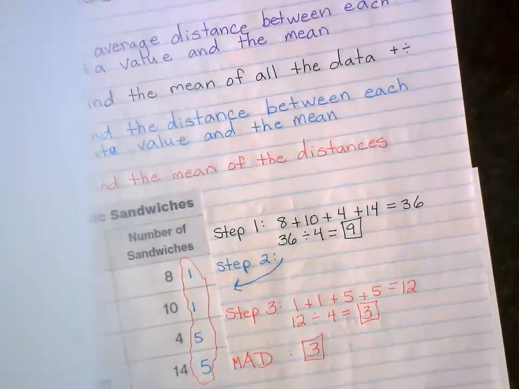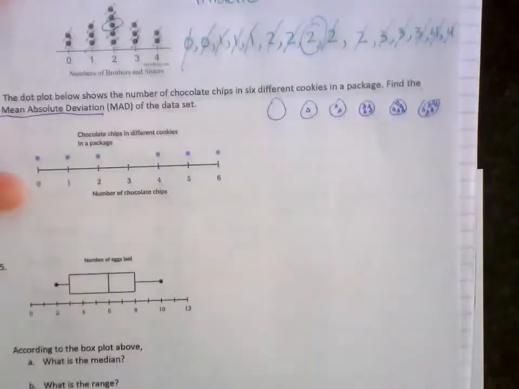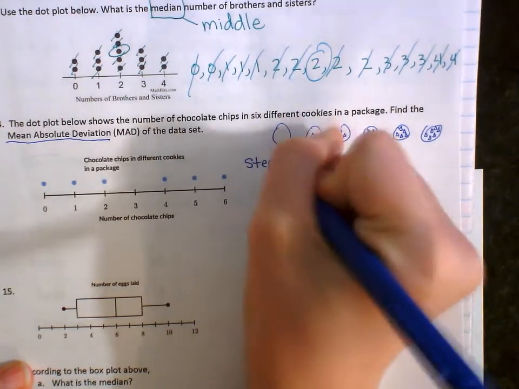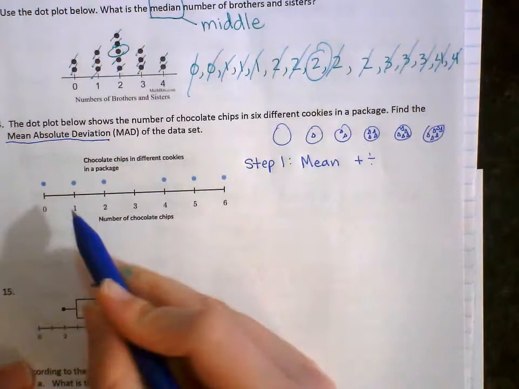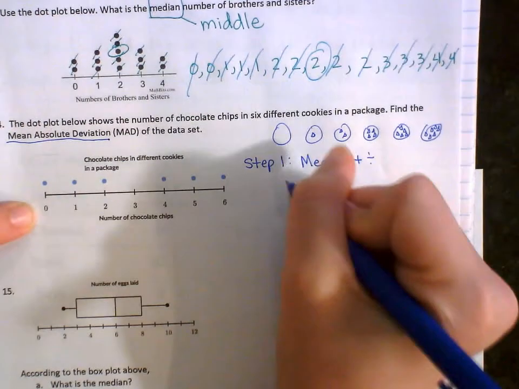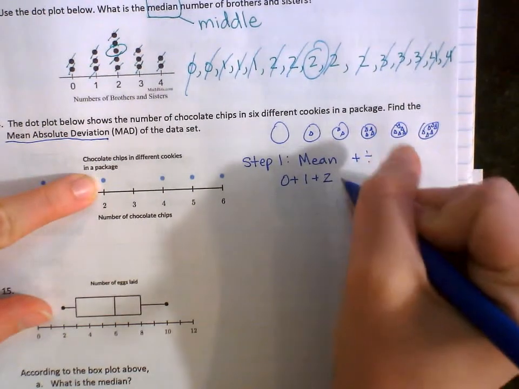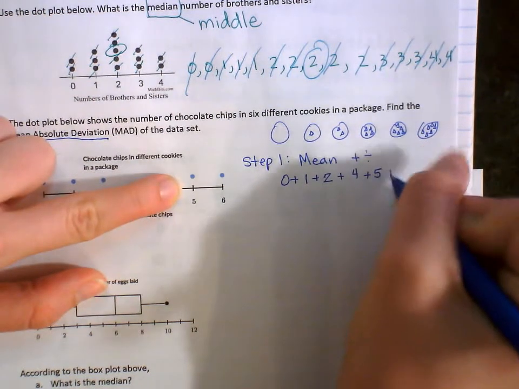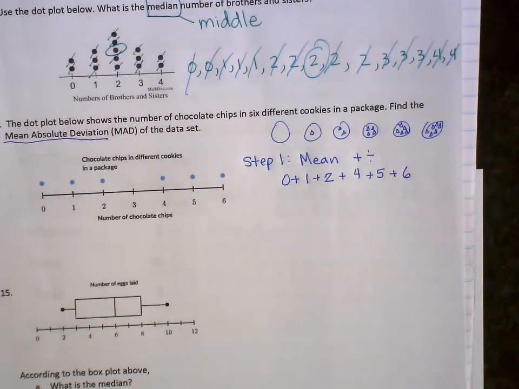Okay, let's do that. Step 1, find the mean of all the data. So find the mean. We know that mean is add and divide. So we're going to add up 0 plus 1 plus 2 plus 4 plus 5 plus 6. Each number only has one dot, so we only have to add them up one time. And there isn't one at 3, so we don't have to do that one.